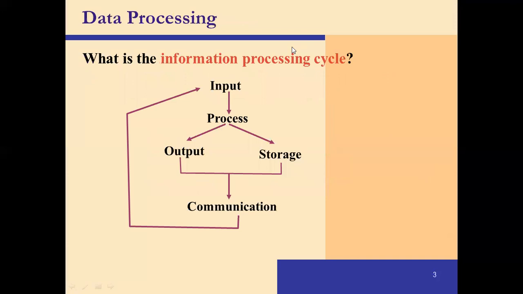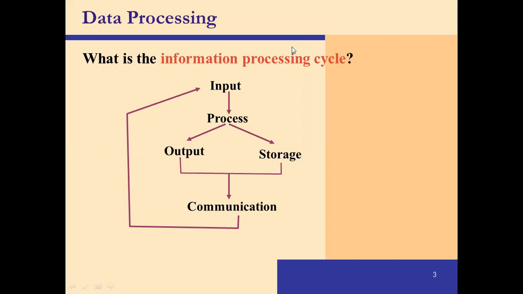Now let us come to the processing cycle, the information processing cycle: how a computer works. The computer takes the input and processes the data. The input is the raw data that you provide the computer to perform some function on, and it gives you an output. After processing, there are two steps.